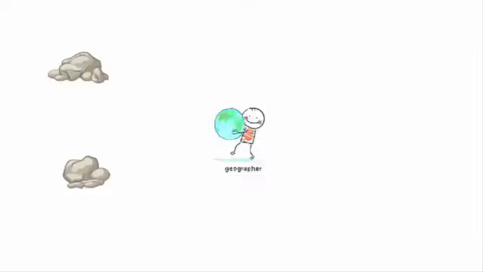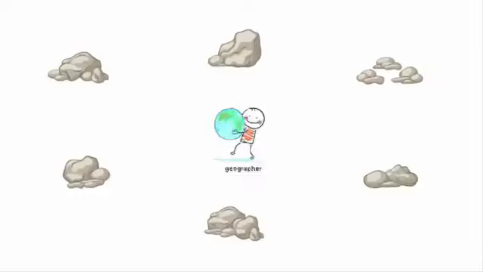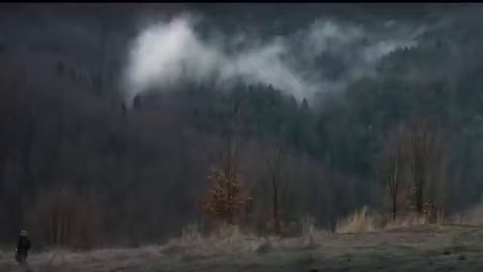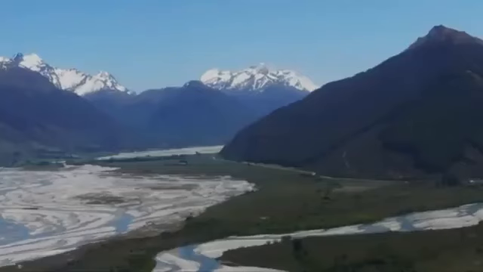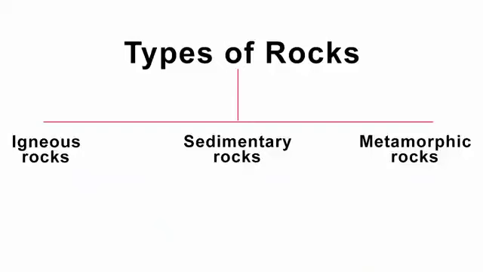Now, if you become a geographer, you'll need a basic understanding of rocks because that's how you'll get to know the landform and probably the Earth's surface. So, rocks are categorized under three families on the basis of the mode of formation. They are igneous rocks, sedimentary rocks, and metamorphic rocks. Let's understand each one of them.